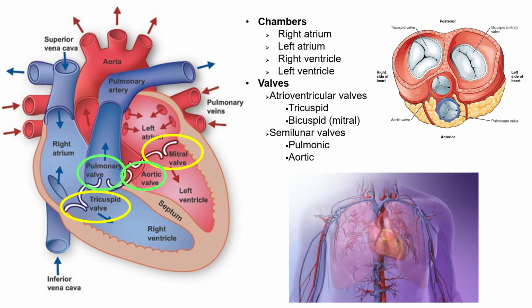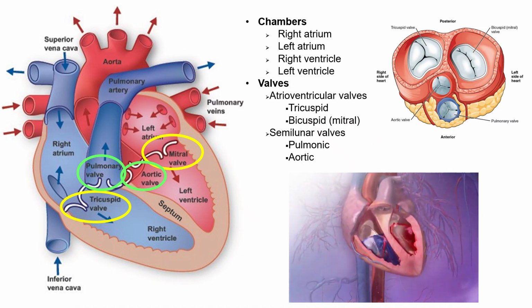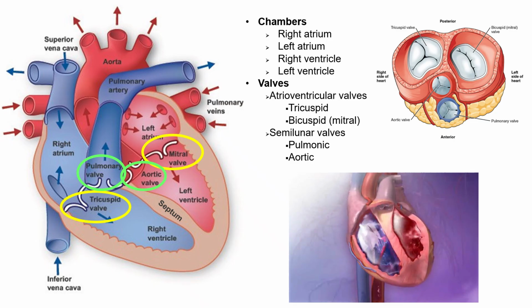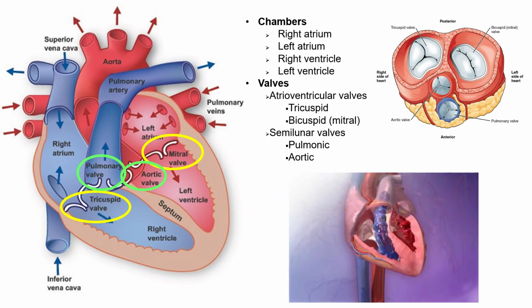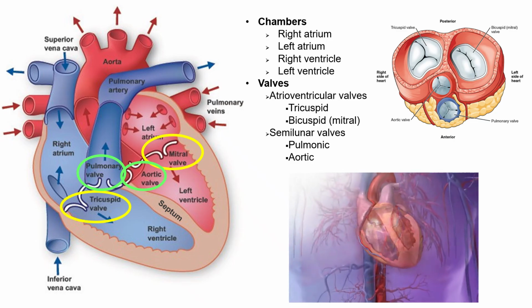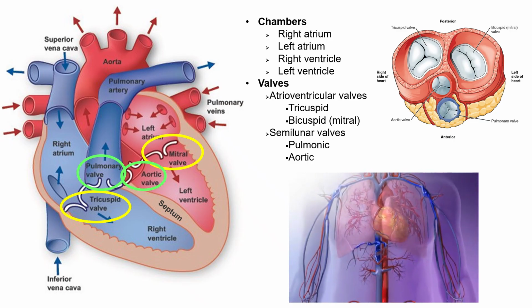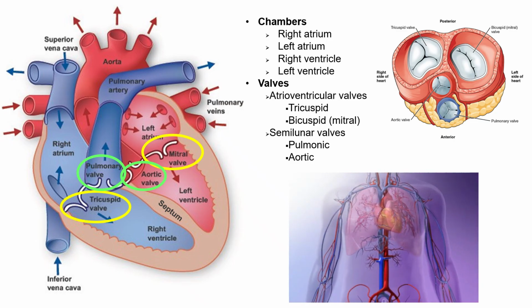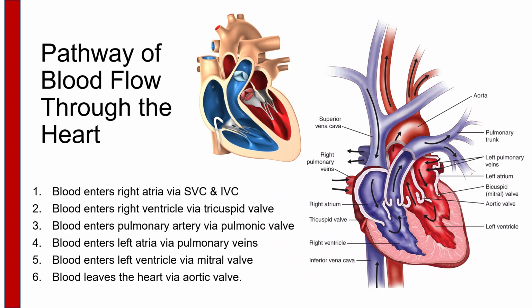So next we're looking at the chambers and the valves of the heart. The heart has 4 chambers, a right and left atrium and a right and left ventricle. It also has 4 valves. So we have 2 AV valves, which are the tricuspid valve and the bicuspid valve, which is also known as the mitral valve. And then we have 2 semilunar valves, pulmonic and aortic. These structures are important when we learn about the blood flow through the heart.